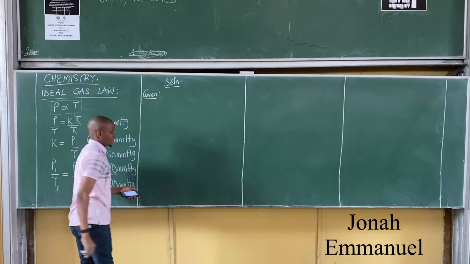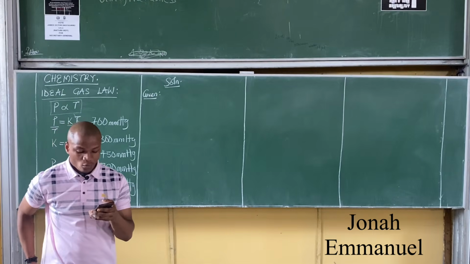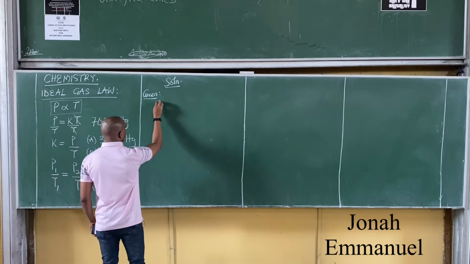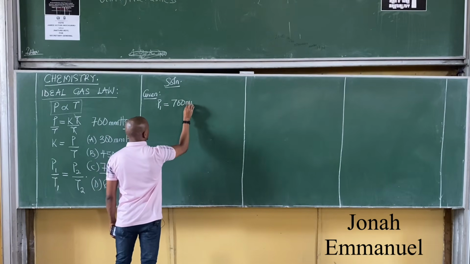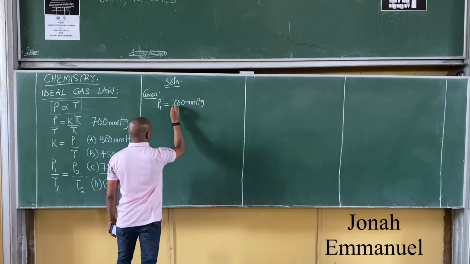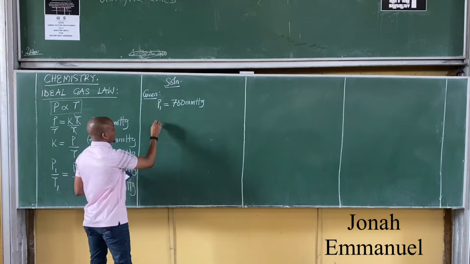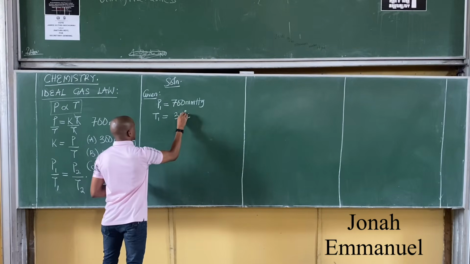List out the given parameters. My first pressure P1 is 700 millimeters of mercury, at temperature T1 of 30 degrees Celsius.